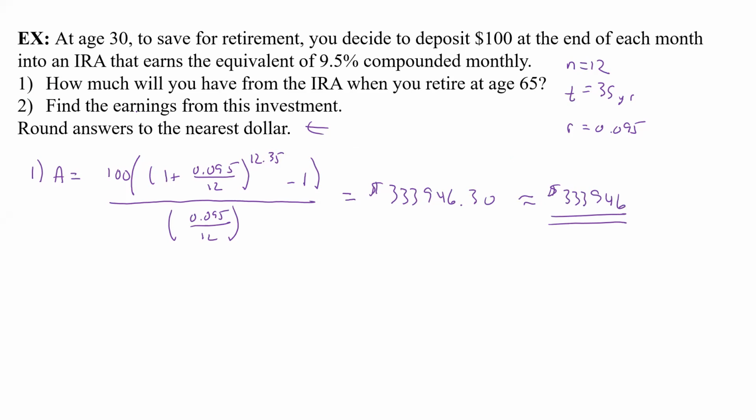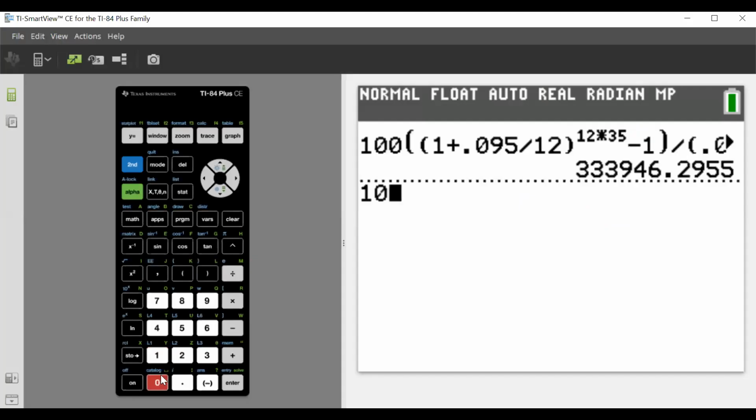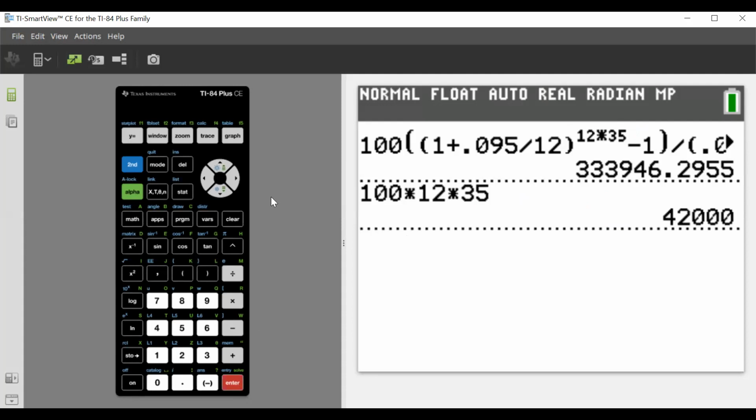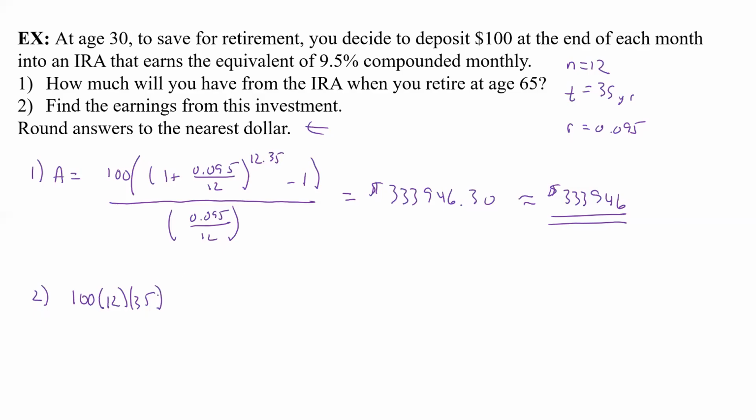Now, same thing happens here. What are the earnings from this investment, or how much interest did you make? Well, first of all, how much did you pay? We paid $100 each month. There are 12 months per year, and we did it for 35 years. Multiply all that out: 100 times 12 times 35. So we get $42,000 is all we actually invested here.